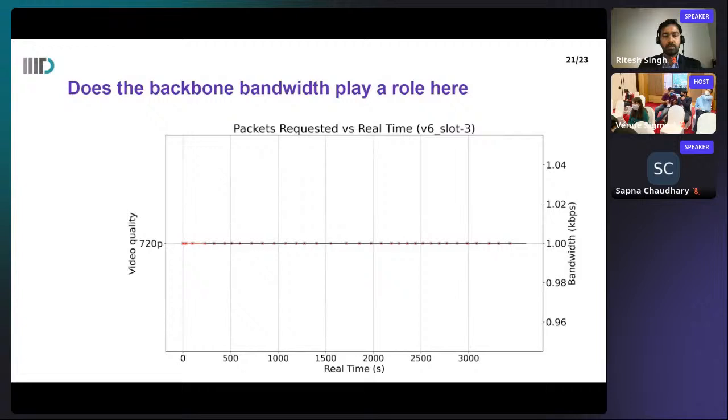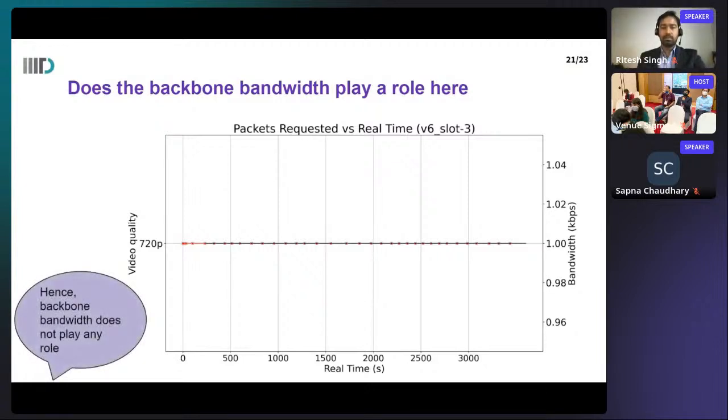The fourth question is: does the backbone bandwidth play a role here? Hence, we play the video without any network emulation tool, and we observe that the video was played at 720p, which is the highest quality. Hence, backbone bandwidth does not play any role here.